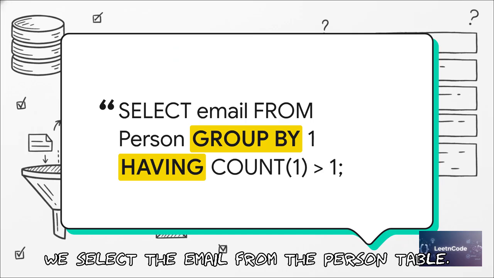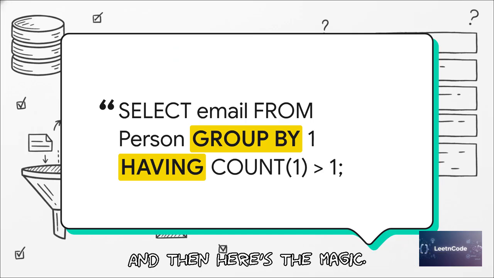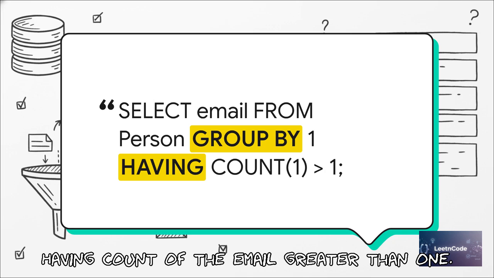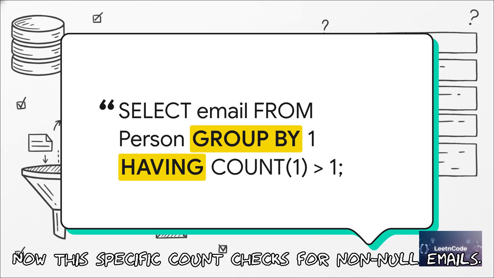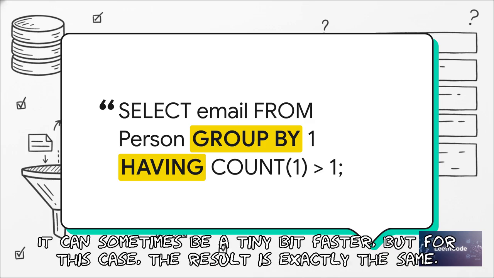We select the email from the person table, we group by email, and then here's the magic, having count of the email greater than 1. Now this specific count checks for non-null emails. You might also see count of asterisk in the wild, which counts every row in the group. It can sometimes be a tiny bit faster, but for this case, the result is exactly the same.